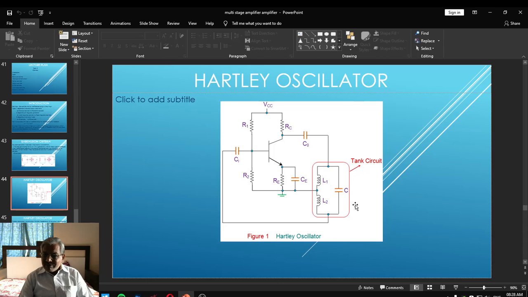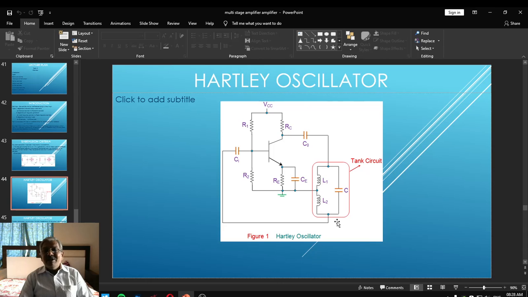Thus, 180 degree phase shift by the tank circuit and 180 degree phase shift by the amplifier circuitry, totally this phase shift is added or subtracted. If it is added, the net phase shift becomes equal to 360 degrees. If it is subtracted, the net phase shift becomes equal to 0 degrees. And we studied in the Barkhausen criteria that if the phase shift of the total oscillatory circuit is either 360 degrees or 0 degrees, then there will be a positive feedback path.